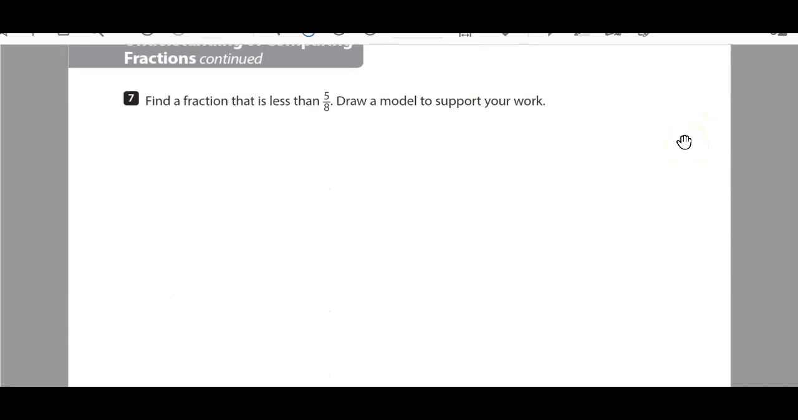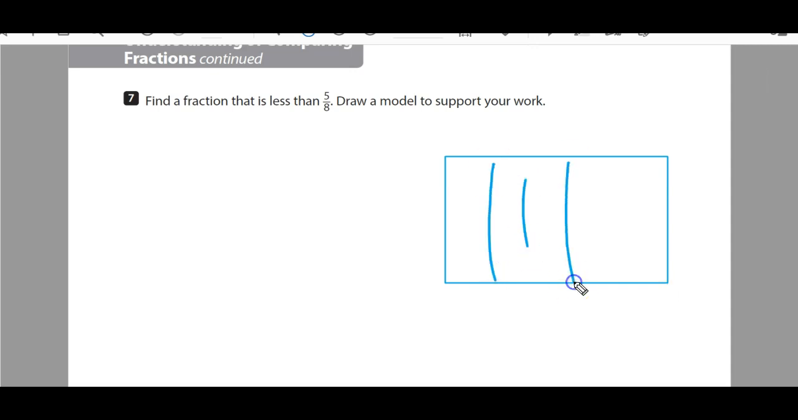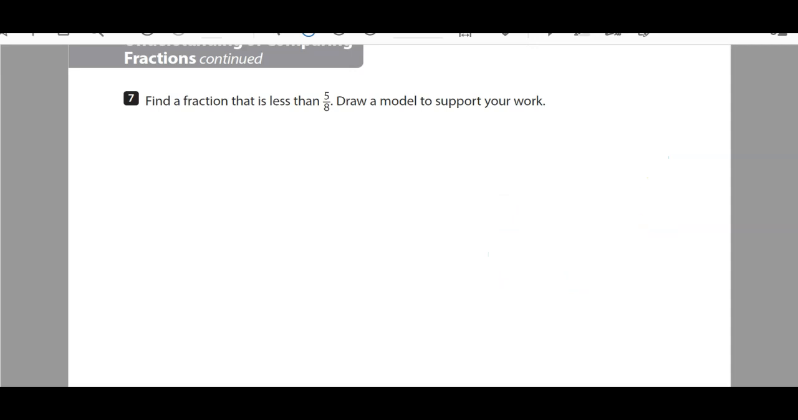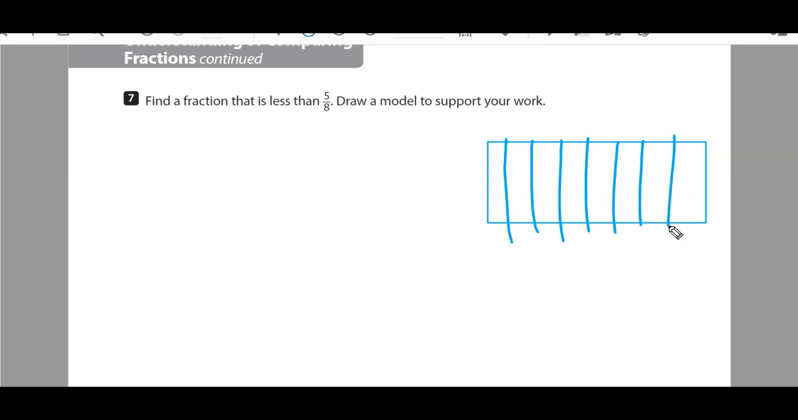And this one says find a fraction that is less than 5/8. Draw a model to support your work. So what kind of model am I going to use? Can you use this? Yeah. Just divide it up into 8. 1, 2, 3, 4. And we need 7 lines. So 1, 2, 3, 4, 5, 6, 7. And I'm going to shade how much? 5/8. So 1, 2, 3, 4, 5.